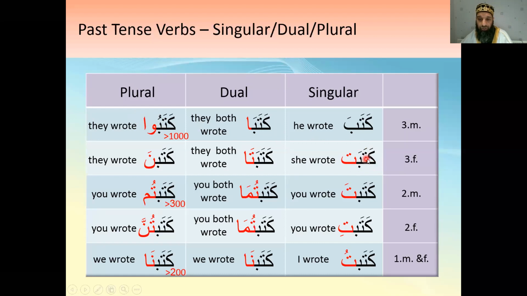Katabat. So katabat means that she wrote. Zalama means to oppress. How do you say she oppressed? Zalamat, exactly. How do you say you oppressed to a male? Zalamta. How do you say you oppressed to a female? Zalamti. And how do you say I oppressed? Zalamtu. Allahumma inni zalamtu nafsi zulman. Ya Allah, indeed I, zalamtu, I wronged.